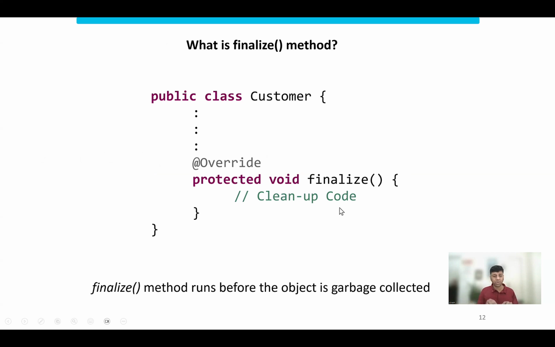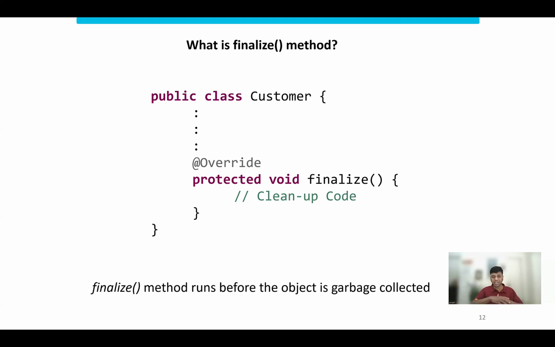Suppose I open some backend connections, I open some file descriptors, I open some resources in my class. In this finalize method, I can write code to close those connections, close those files, close those resources that I opened. And when will this finalize method be executed? It will be executed right before that object is going to be garbage collected.